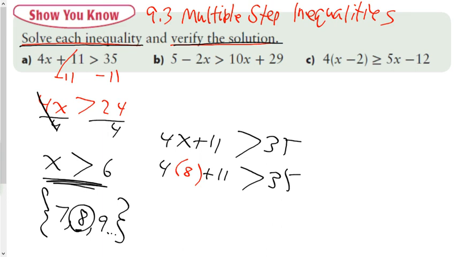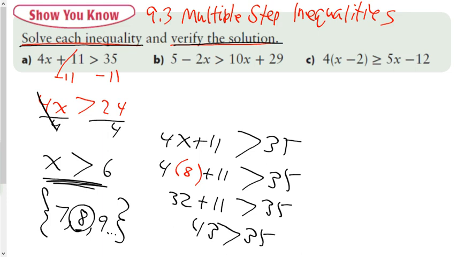I get 8 times 4 is 32. 32 plus 11 is 43. And since 43 is a number that's greater than 35, I verified that 8 is a valid number, and I have verified that that's probably the correct solution.